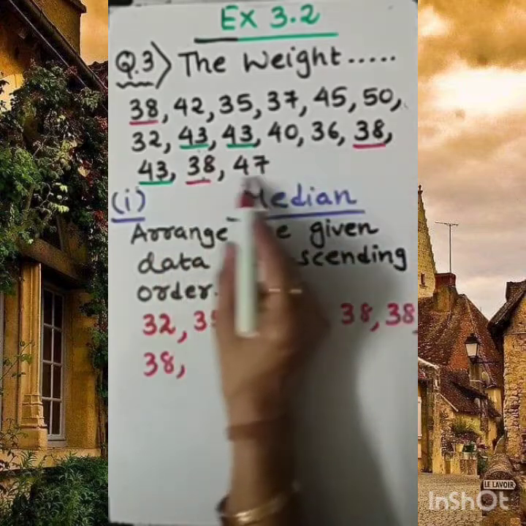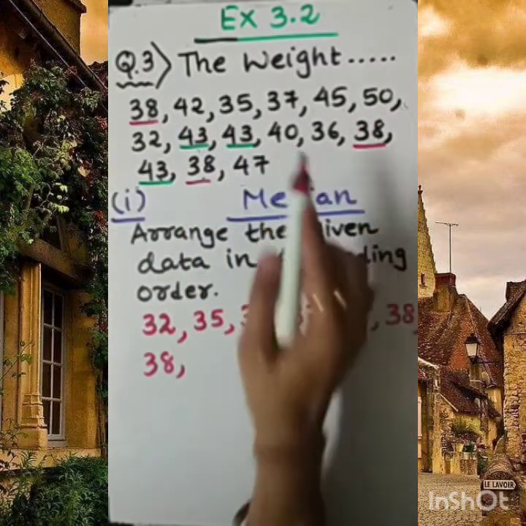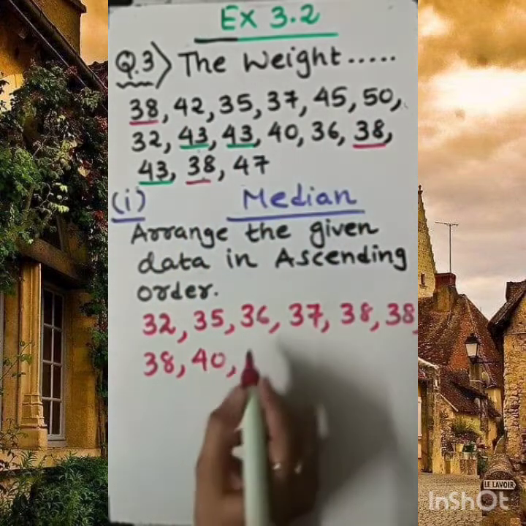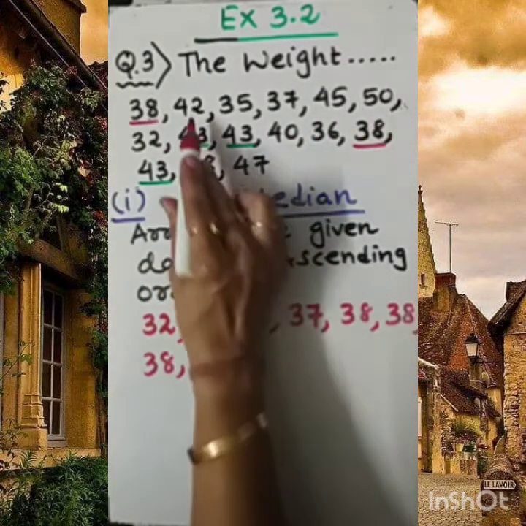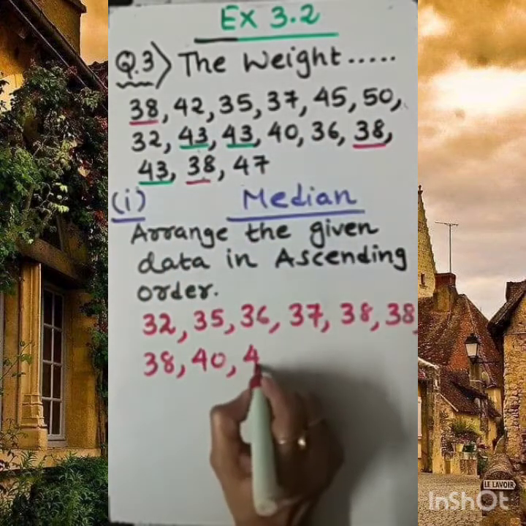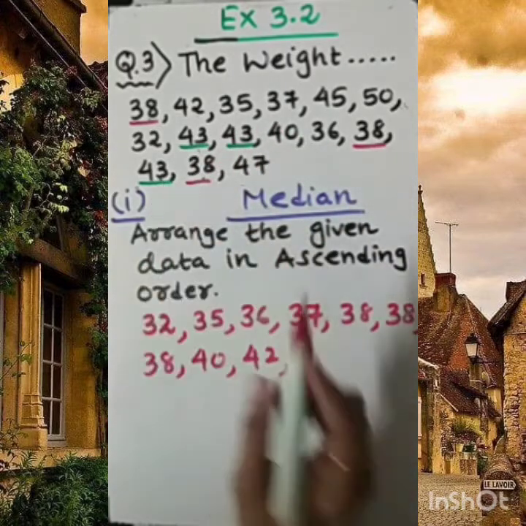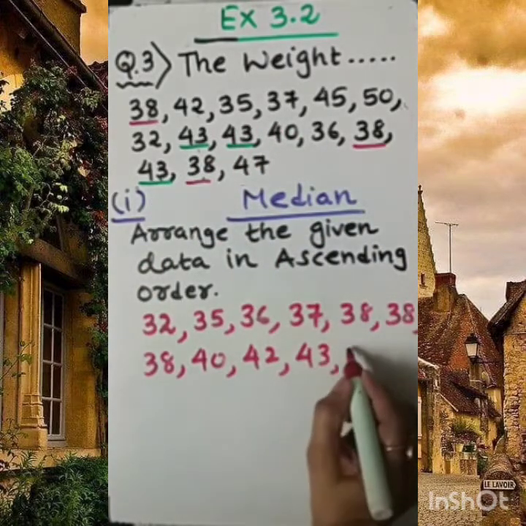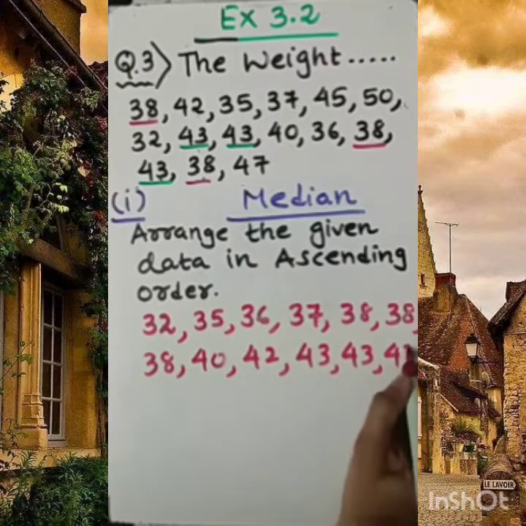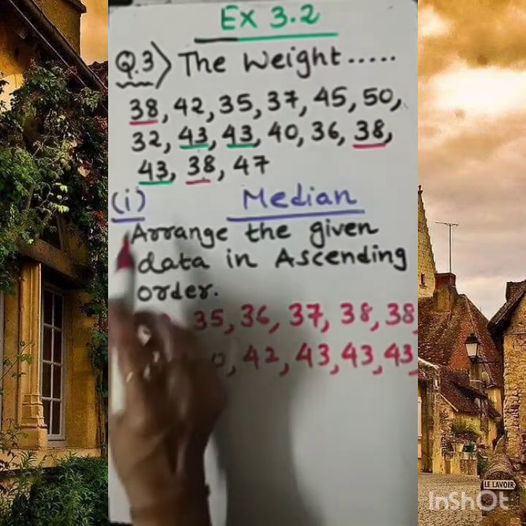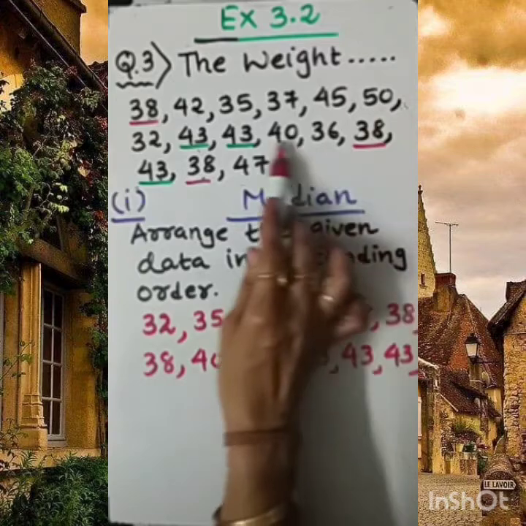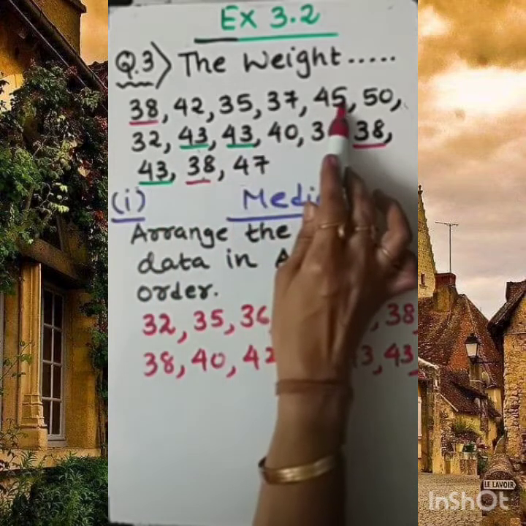Now 39 is not there. 40 is there. Yes. 41 is not available. 42 is there, so let me note down 42. 43 is there, three times: 43, 43, 43. 44 is there? No. But 45 is there.